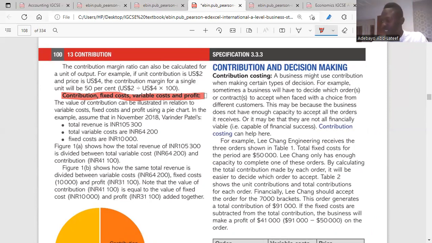It is constant. Then we go to your total variable cost. I told you already, it is your variable cost per unit multiplied by the units sold. Variable cost per unit multiplied by the units sold. I think that is clear.